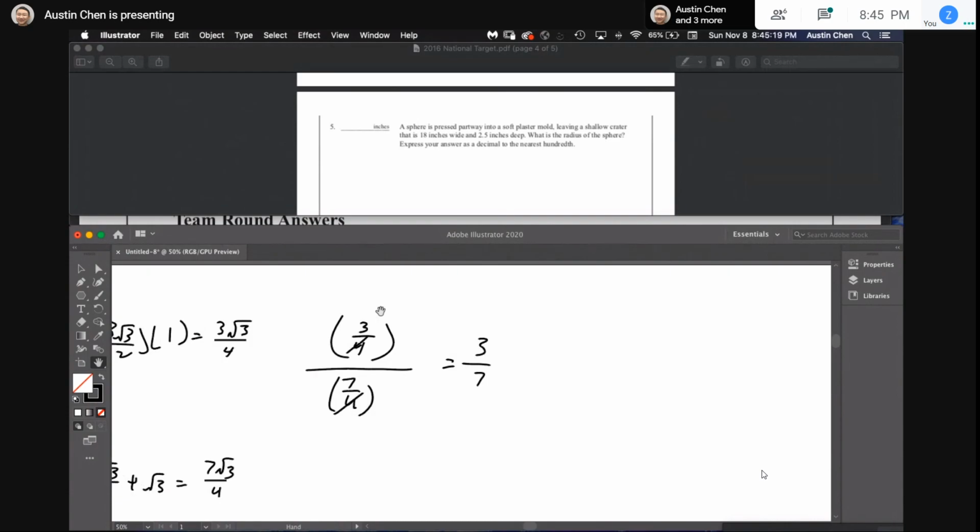Actually, no, I think I'm good. Yeah, the equilateral triangle formula does come in very useful. There's nothing really much to say.